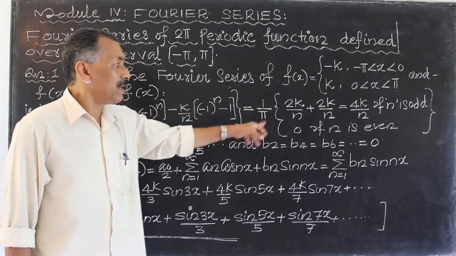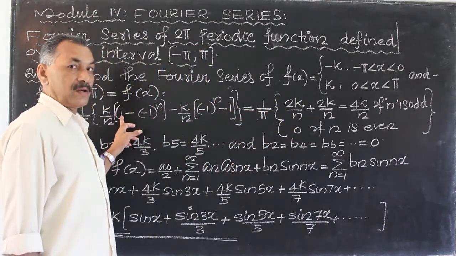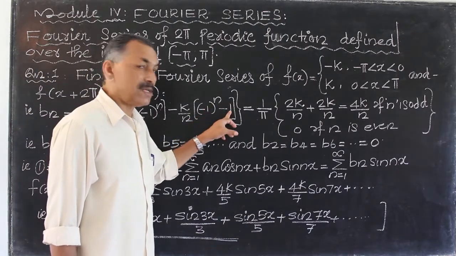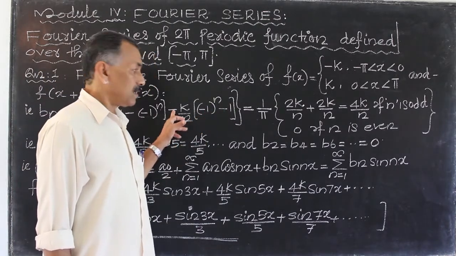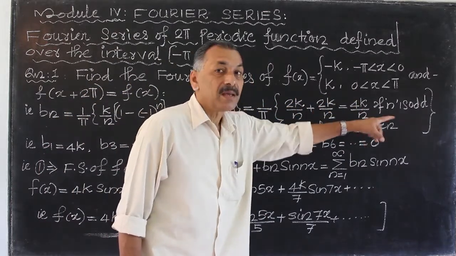That is 1 by pi, 2k by n, this one. This one, 1 plus 1, 2k by n. Here also if n is odd, this is minus 2. Minus into minus plus 2k by n. 2k by n plus 2k by n is equal to 4k by n if n is odd.